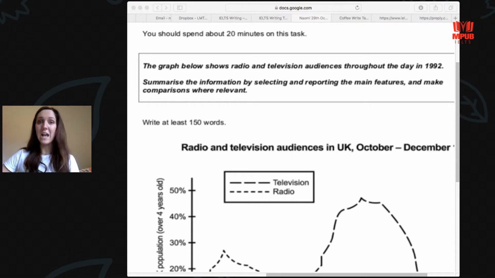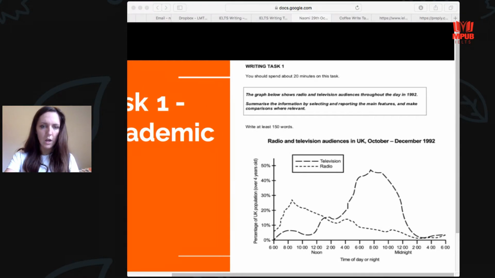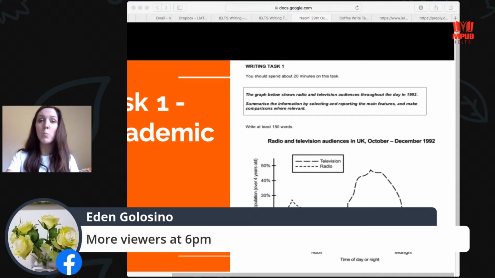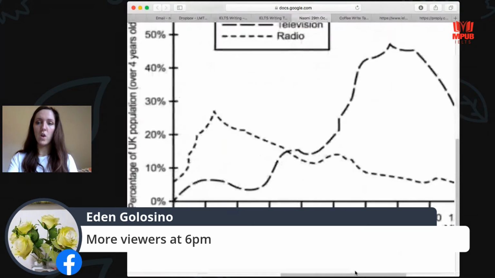Fantastic. I've got people telling us the main features here. Eden is saying more viewers at 6 p.m. Great point, Eden. I would be even more specific. So this is maybe because you can't see my screen that well, Eden, but you're right. There are more viewers, but we want to make sure we're talking about the peak time, right?